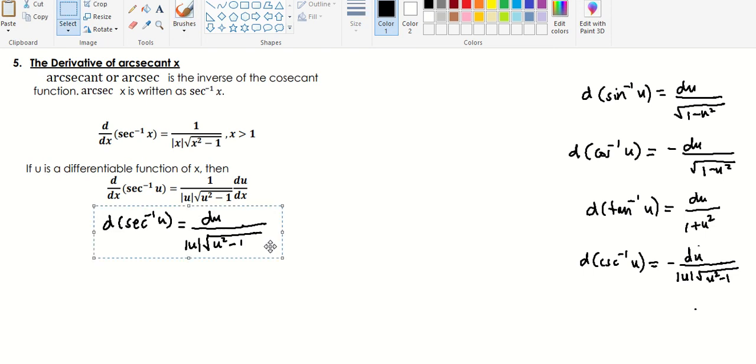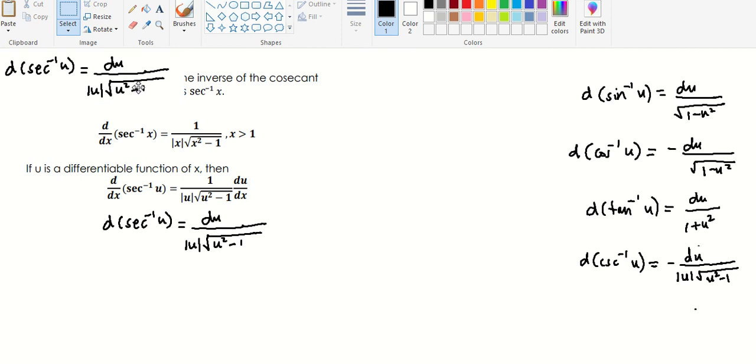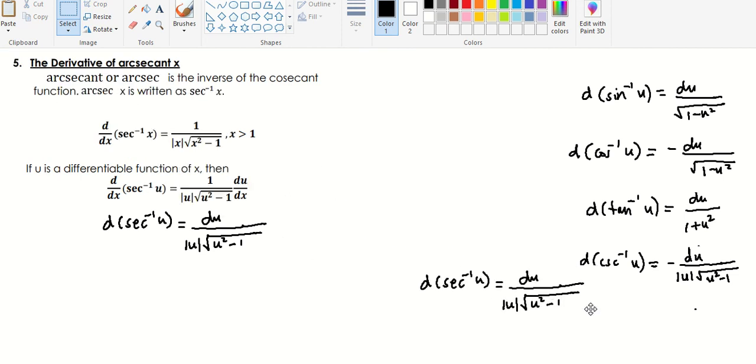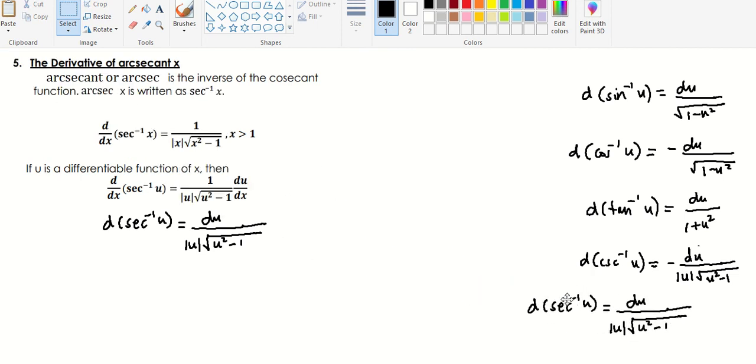So, lipat natin dito. Kung mapapansin ninyo, parehas lang yung kanila pong formula nitong ating cosecant. Okay? Yun nga lang, ang cosecant po ay negative, ang secant naman ay positive. Alright?